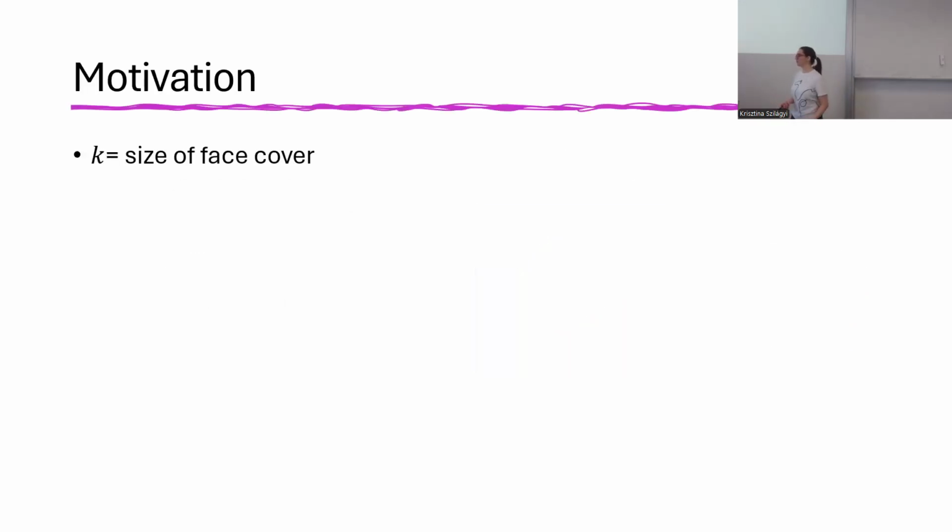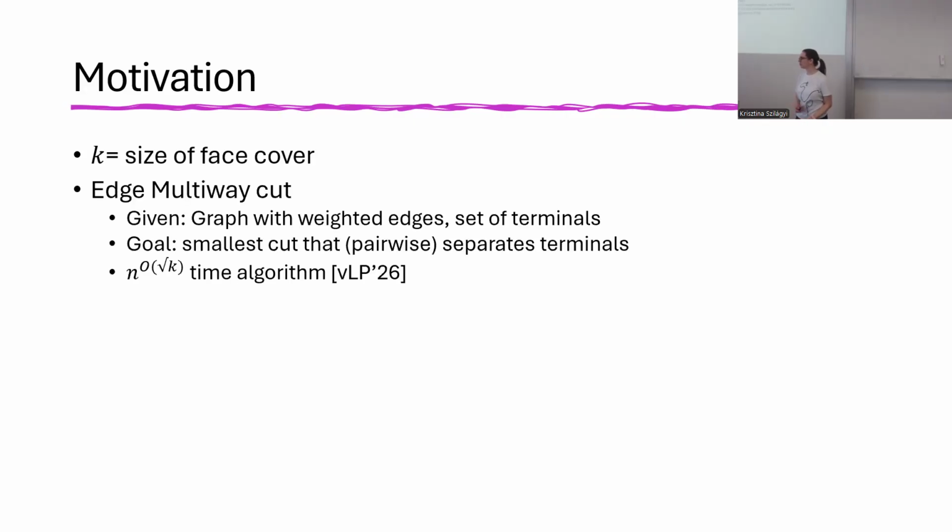So what is the motivation for this problem? Well, face cover is very useful as a parameter for many problems. So for example, for edge multiway cut, in which we are given a graph with weighted edges and a set of terminals, and we want to find the smallest edge cut that pairwise separates all the terminals, and there is an n to the square root of k algorithm for this, for example.